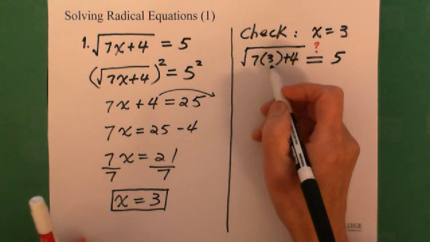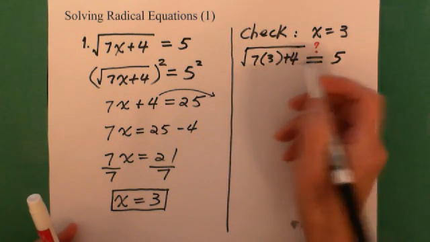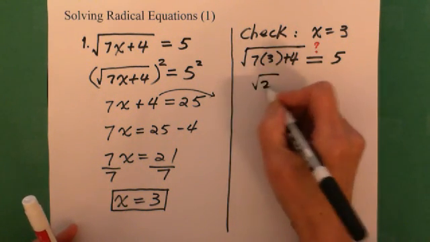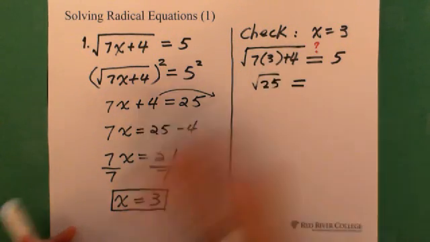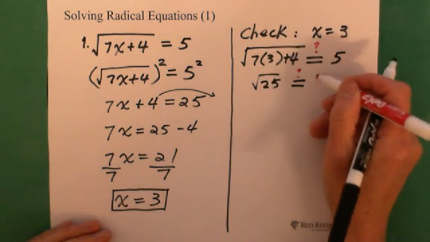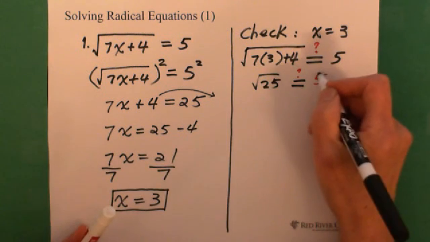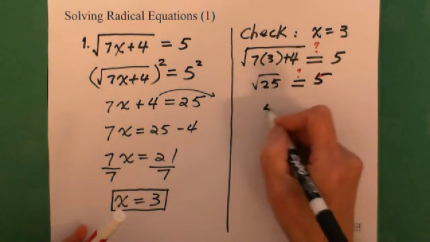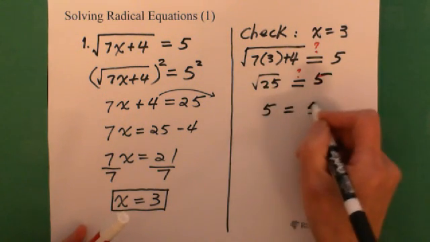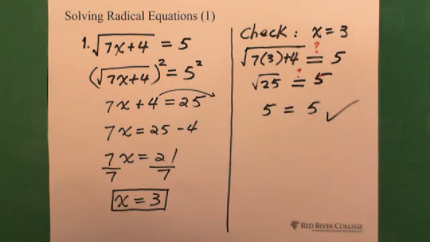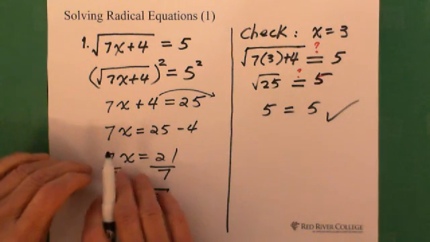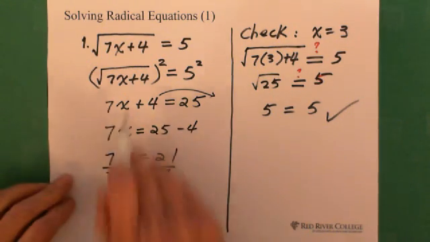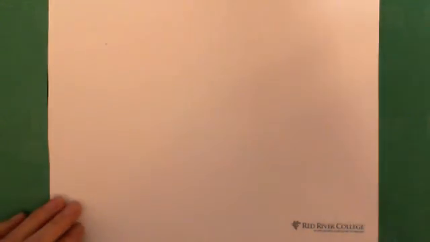7 times 3 is 21. 21 plus 4 is 25. So it's the square root of 25, to see if it equals 5. Yes, 5 equals 5, right? So that's why in this question, x equals 3 is the solution. This is the first question, solved by squaring both sides.